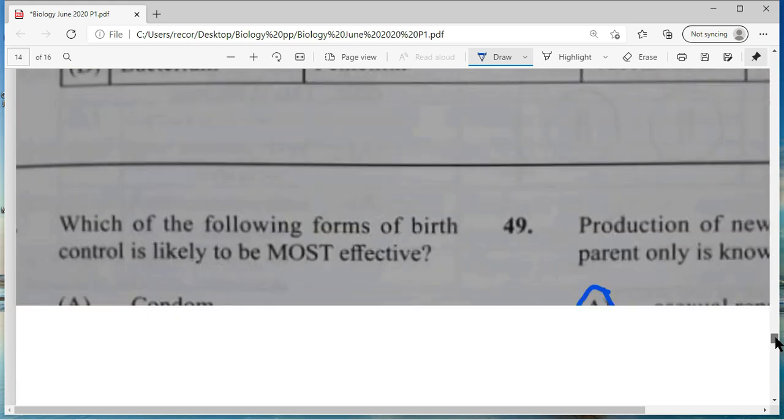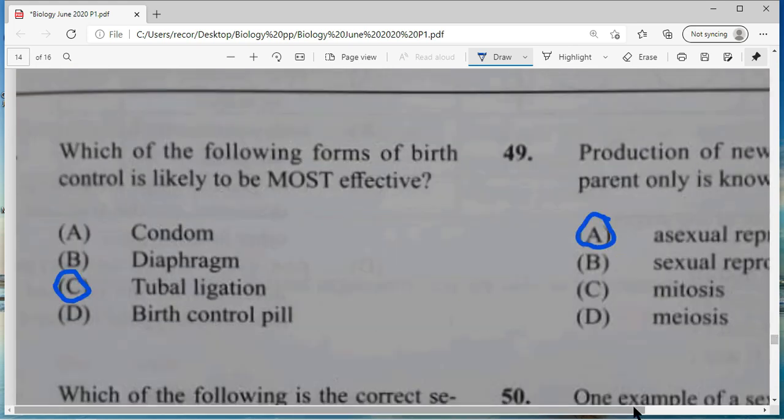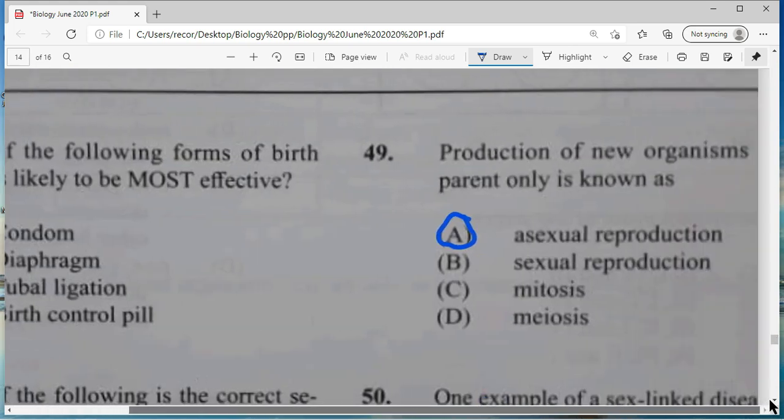We move to the other question, which is of course 49. Production of a new organism with, of course, only one parent, we're assuming, is known as asexual reproduction. We do hope that that is what the question is asking. Asexual reproduction will only require one parent, sexual will require two parents. Mitosis is really integral in the process of asexual reproduction, like meiosis is integral in sexual reproduction. More can be said about this, but our answer here is going to be A for 49.